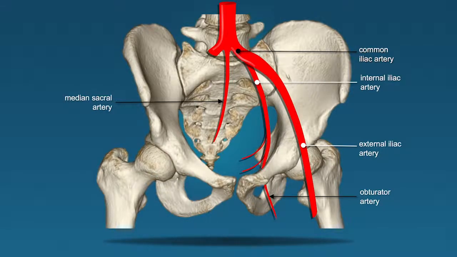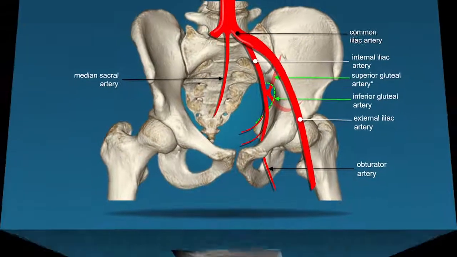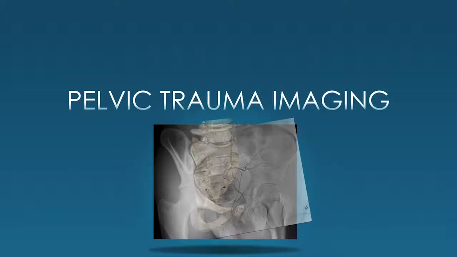We're going to see more posteriorly, though, the superior and the inferior gluteal arteries that tuck in underneath that greater sciatic notch, which puts those vessels at risk when we have a fracture extending through that region. Okay, so let's talk about imaging these trauma patients.